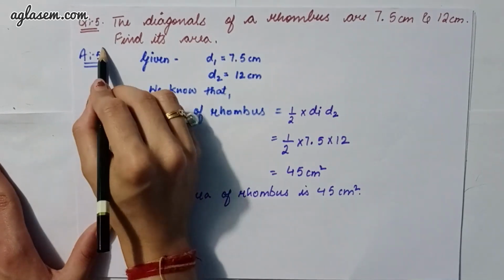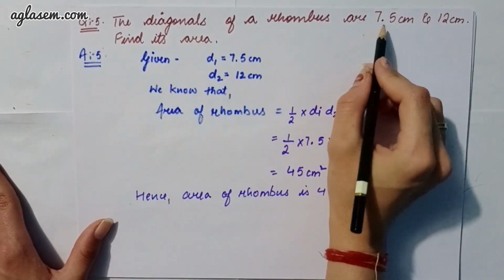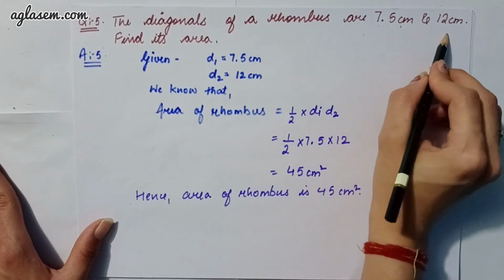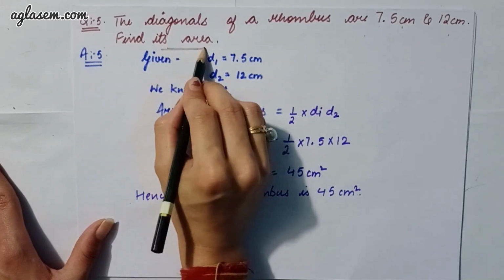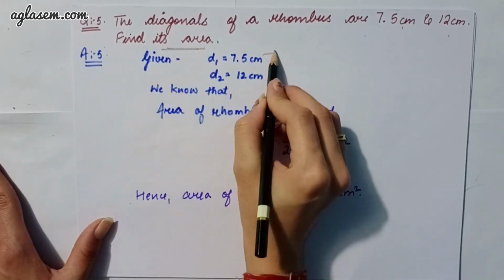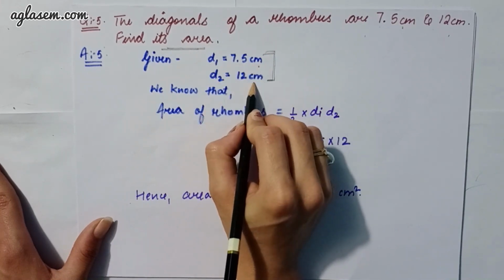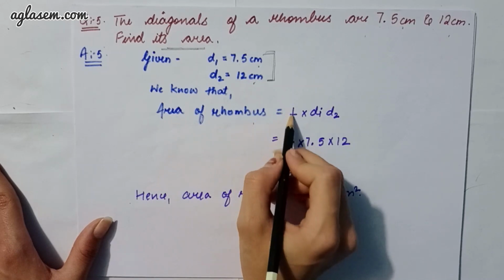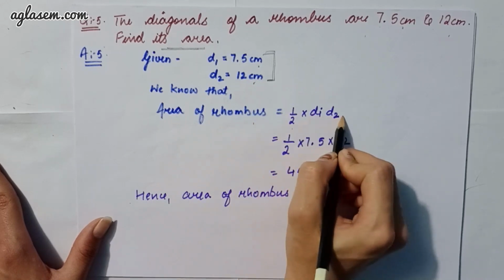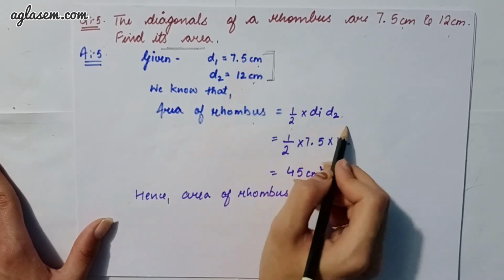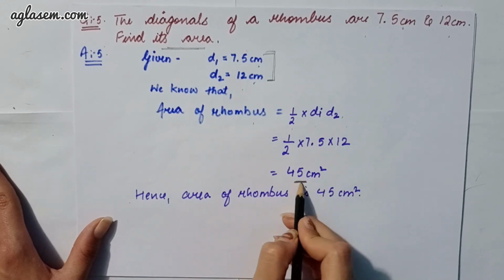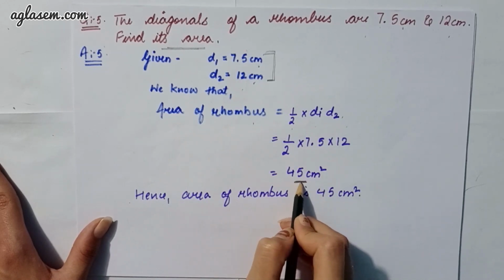Moving to question number 5, it says the diagonals of the rhombus are 7.5 centimeter and 12 centimeter. We have to find the area. Again, the given statement we can write, that is D1 is 7.5 centimeter and D2 is 12 centimeter. We know that the area of a rhombus is 1 by 2 into D1 into D2. So applying this with D1 and D2, we will get 45 centimeter square. That is the area of the rhombus.